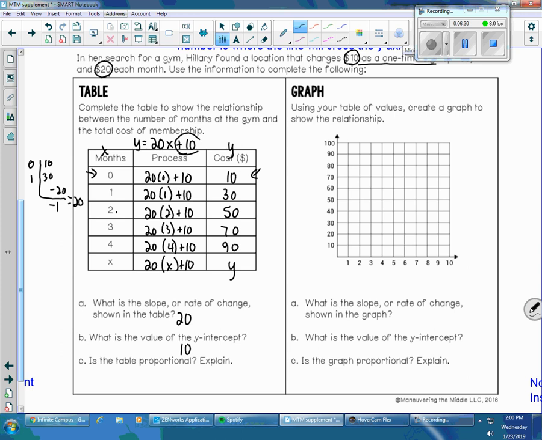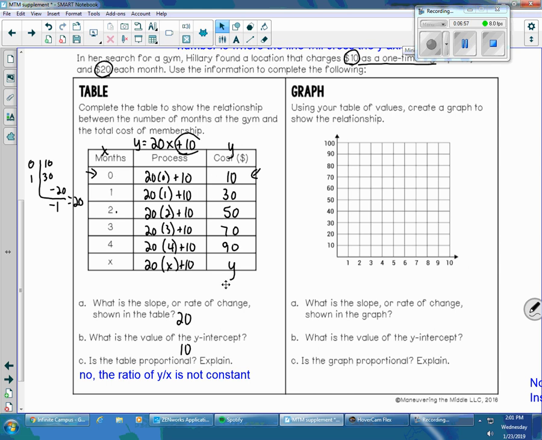And the last question says, is the table proportional? Explain. And I already told you the table is not proportional because if I divide my y's by my x's, it's not going to be constant through the whole table. It doesn't mean, again, that this is wrong. It just means that it's not proportional. It also means when I go to graph it, I will not expect there to be a point at 0, 0. My first point is going to be at 0, 10.